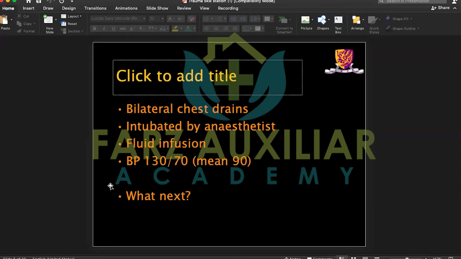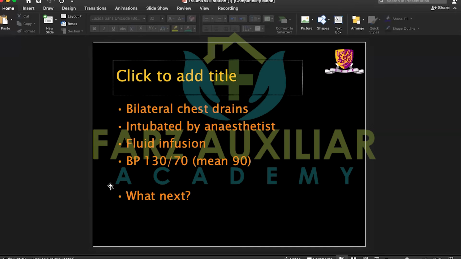So of course this patient has tension pneumothorax, he has subcutaneous emphysema. A chest drain has been inserted after the needle decompression, and particularly in view of bilateral pneumothorax, bilateral ICDs have been inserted. Already he has been intubated and the fluid infusion is going on. So the blood pressure has picked up. Now what is the next management?